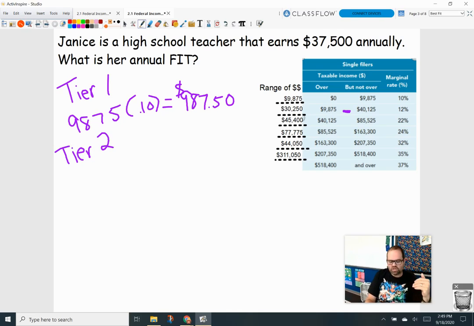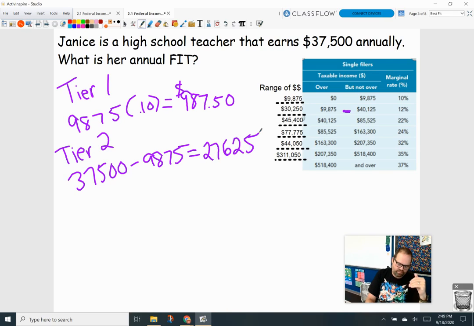She makes over $9,875, so I need to calculate how much of her money is in that second tier. Just like we did yesterday, I'm going to take her salary, $37,500, and subtract the $9,875 to figure out how much of her money is in Tier 2. That is $27,625. That is how much of her salary is in Tier 2. So her taxes for Tier 2 are $27,625 times 12% this time.